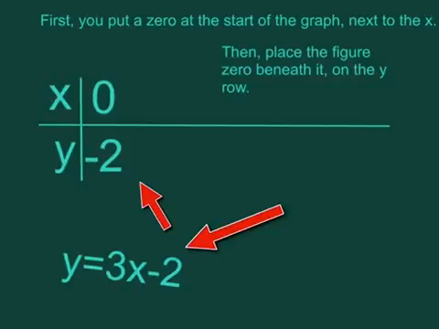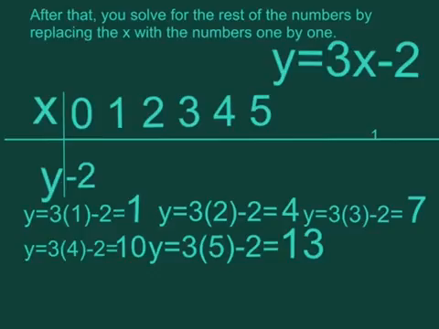To begin with your table, put a 0 at the start of the table on the x row. Then, you will put your figure 0 beneath it in the y row. After you have done that, you are ready to complete your table.